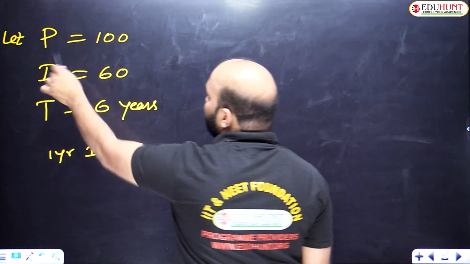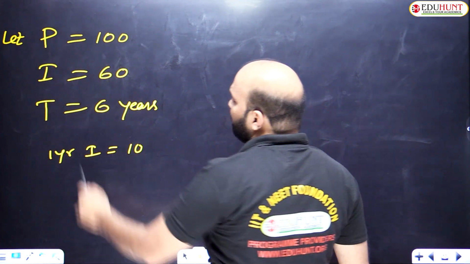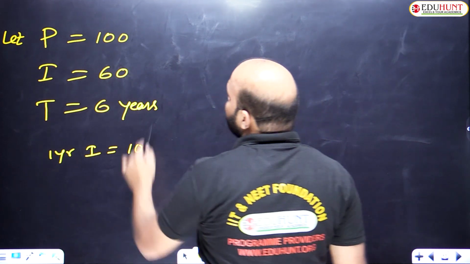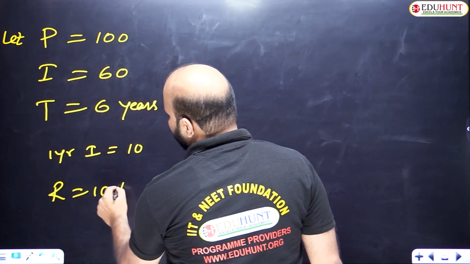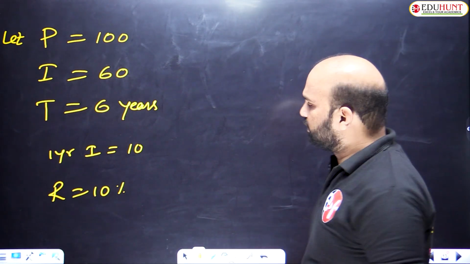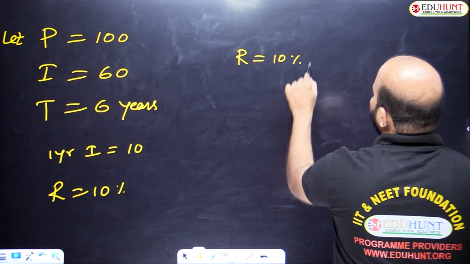So if the principal is taken as 100, interest is 60, because 60% gives 160, in 6 years. 1 year interest, how much? 10 rupees. So 10 is how much percentage of 100? 10%. So 1 year interest is 10, and that is the rate also, 10. So the rate is 10% per annum.